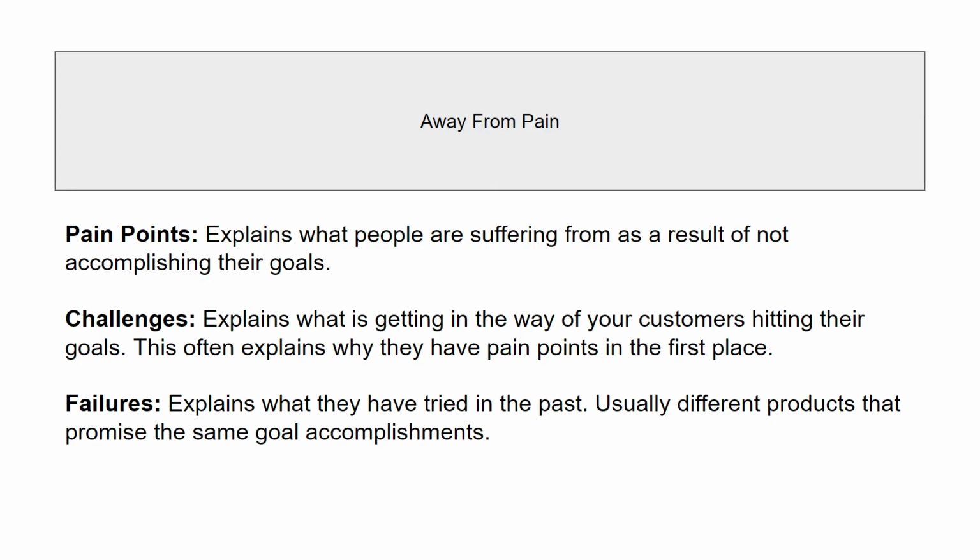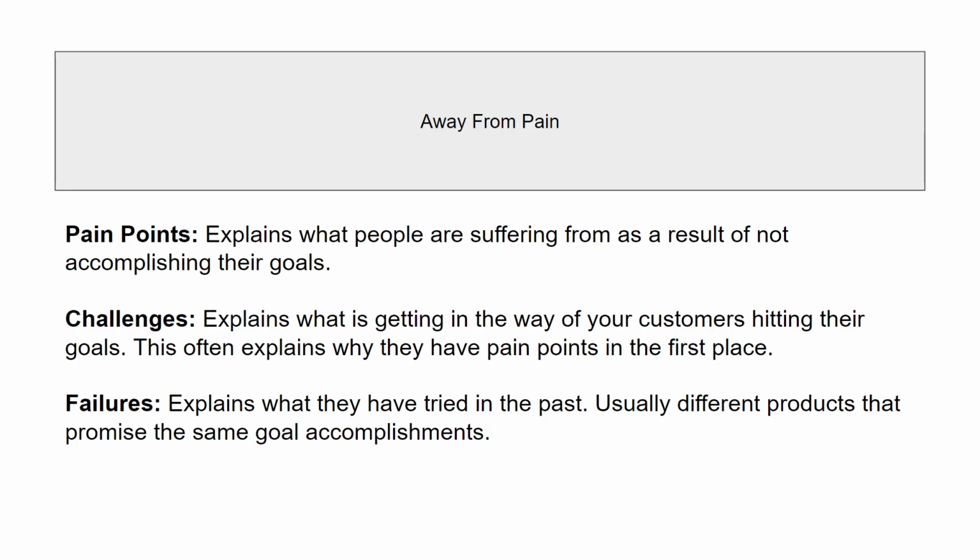So a funny example is someone who's short, is genetically challenged, they're short, they might want platform shoes. And that's an example of something that gives them the goal of being taller by fixing their pain point of being short, which happened because they're just genetically short. Failures are something they've tried in the past. It's usually different products that promise the same goal accomplishments. So a supplement that promises to make you much taller, which doesn't really exist, but you get the idea. It's something that's just not going to work.